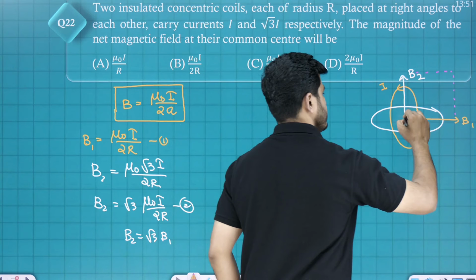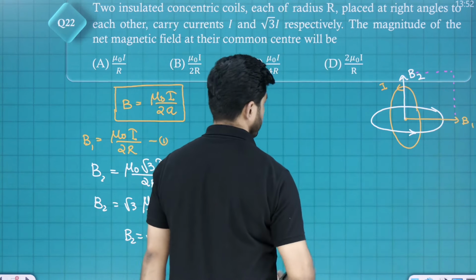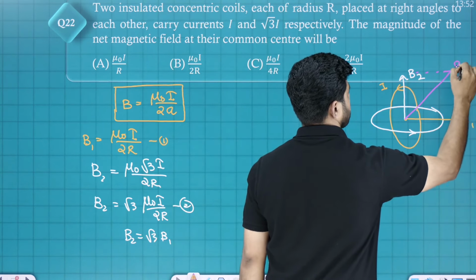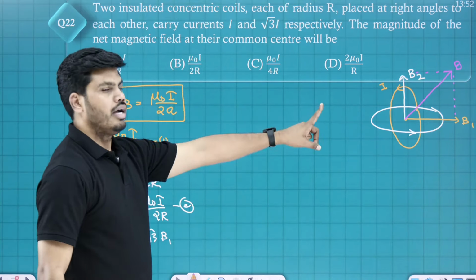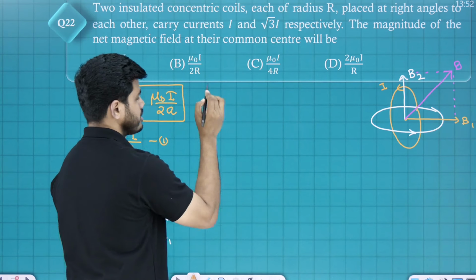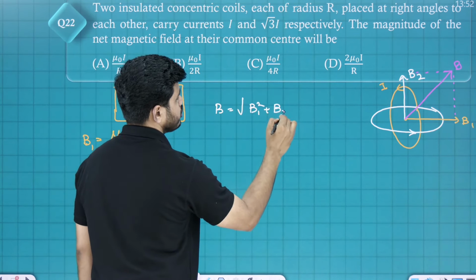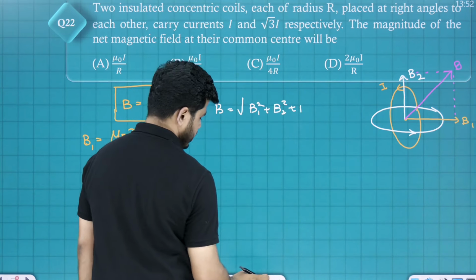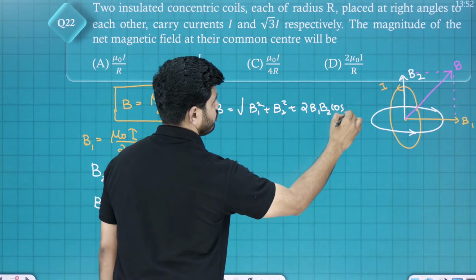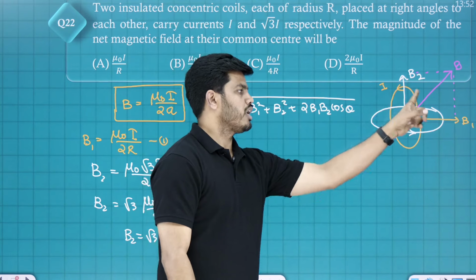Parallelogram law of vectors. See, this is going to be like this. So this is the way the resultant magnetic field will be. And we can find that magnetic field as B, the resultant, is equal to root of B1 square plus B2 square plus 2 times B1 B2 cos theta, right? This is how we find the resultant of two vectors. But theta is equal to 90 degrees.